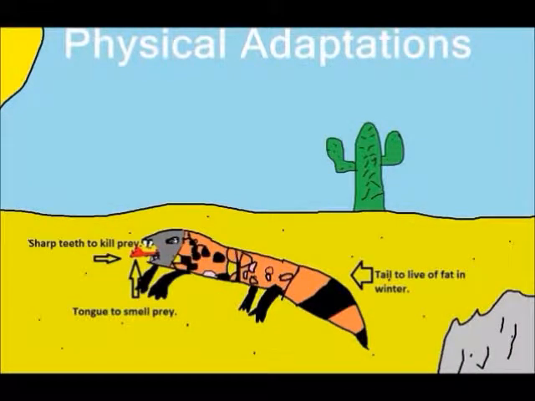Gila monsters have many physical adaptations to survive in the desert habitat. When a predator gets too close, it bites the poison that is in the Gila monster's mouth into the attacker. Nostrils help the Gila monster breathe air. The tongue allows the Gila monster to smell out its prey.